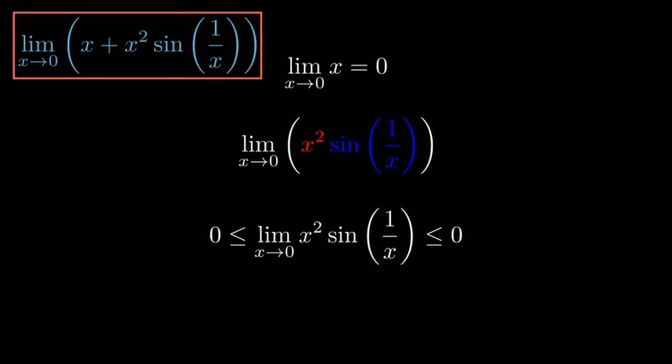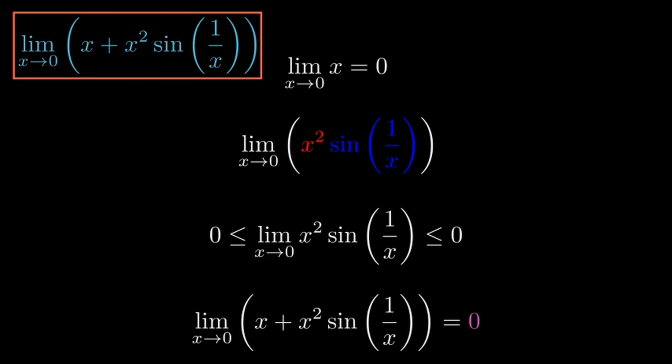So all we need to do now is put this all together. We have the limit as x goes to 0 of x plus x squared multiplied by sine of 1 over x is equal to 0, which is the final answer to this problem.